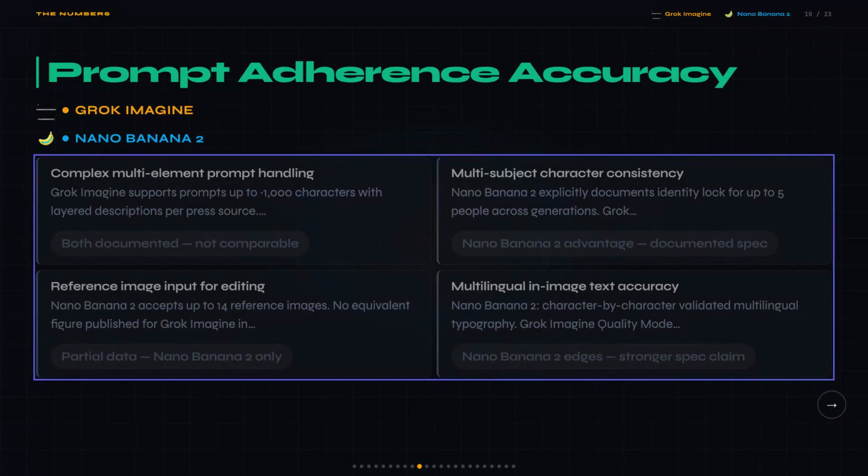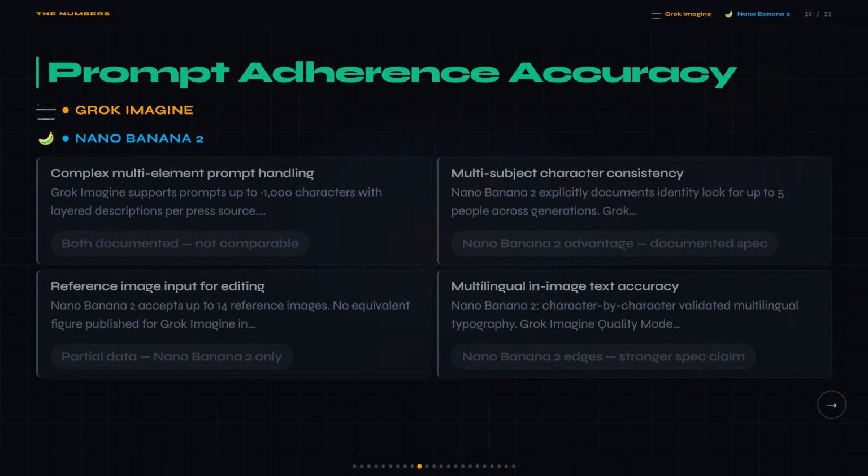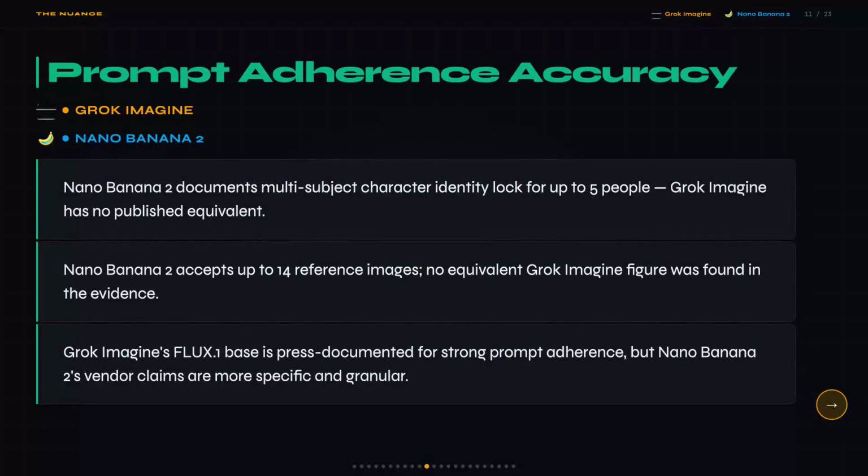I looked at vendor pages for both, and Nano Banana 2 explicitly documents identity lock for up to 5 people across generations and accepts up to 14 reference images. Grok Imagine's Flux.1 base has a solid press reputation for prompt following, but there's no published spec for multi-subject consistency anywhere I could find. Take it with a grain of salt though, because these are vendor claims, not independent test results.